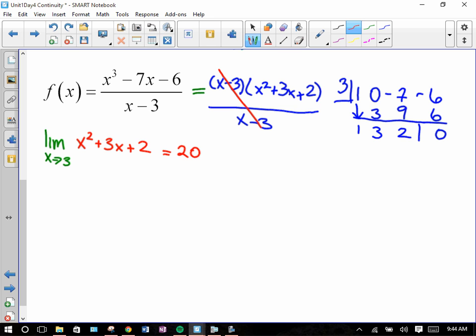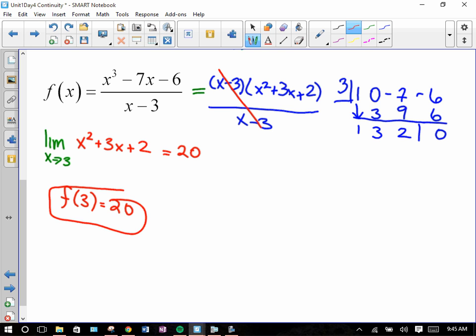Where do you get the x minus 3 from? Because I know I'm factoring, I do have to generate the x minus 3. I know that this is going to factor, so I can factor x minus 3 out of here, and I use synthetic division to figure out what my remaining factor is. Then I plug in x equals 3 to find the limit, and I get 20. So that tells me that to extend this function, f of 3 is equal to 20.